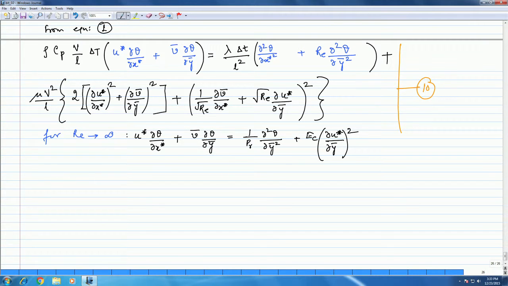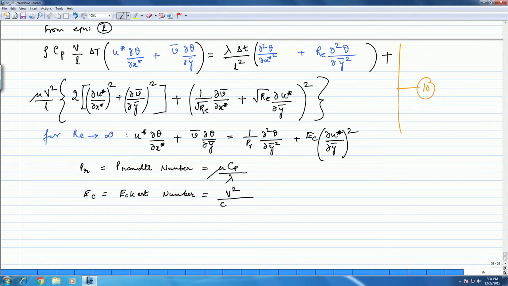So we write it in this way, where PR is the Prandtl number, which is nu Cp by thermal conductivity, and the Eckert number, which is V square by Cp into delta T. So of course, if you have this equation, this is now an important equation for us. This is equation 11.